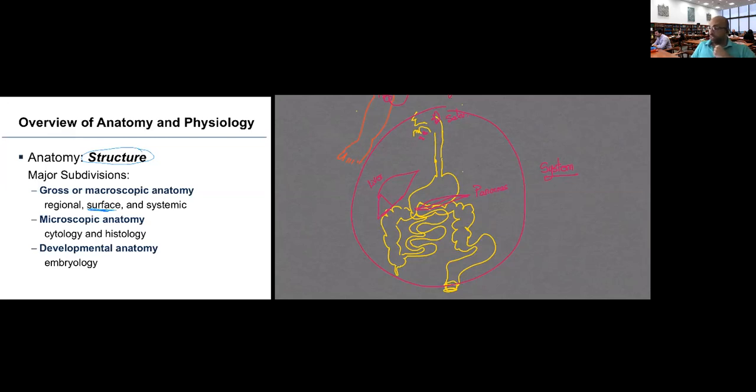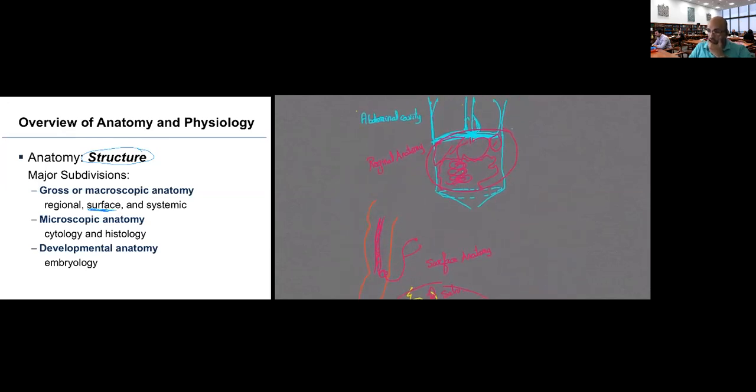All right, so again, anatomy is the study of the structure. We might study the structure of the different body organs in the form of regions from outside, surface anatomy, or as one system, systemic anatomy.